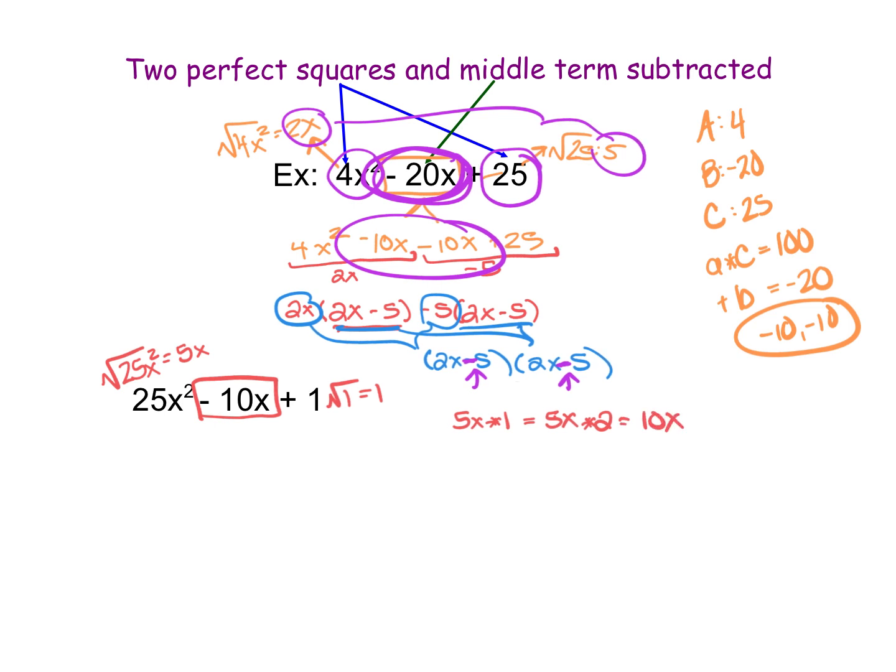And now while I need a negative 10x, what that's telling me is that one of these numbers is always going to be positive and one of them is always going to be negative. So when I put it into my factored form here, I have 5x and 5x, just like I see here. I have 1 and 1, just like I see here. And then because this middle term is negative, we have 2 subtractions.